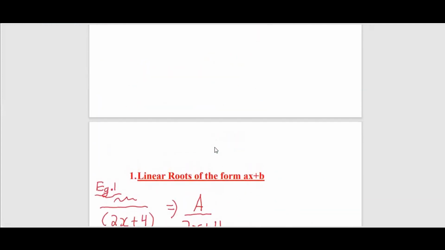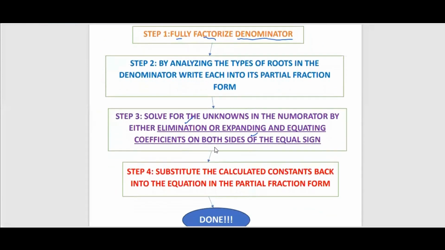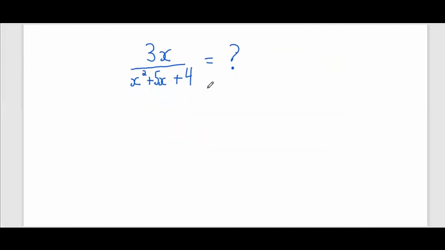That's our linear roots. All right, and just to recap, remember the steps. You need to know these steps, right? You fully factorize the denominator. After you do that, you write it in the normal partial fraction form based on the type of roots you have. In this case, we only know linear for now. And then you solve for the unknowns, which I'll show you all, and then you substitute back, and that is the same steps over and over. All right, so let's try this one. Same question, but let's go through the steps.